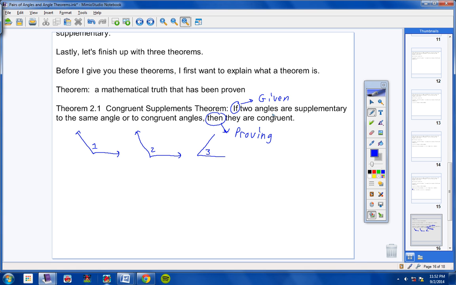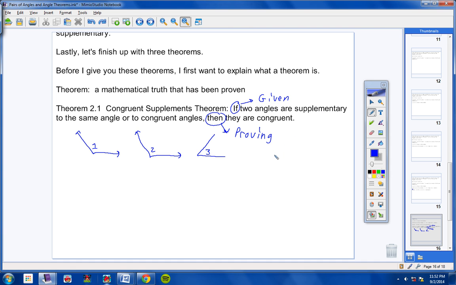If two angles are supplementary to the same angle. I'm not going to worry about this phrase right now. Normally I would, but I'm just trying to do an easy, quick proof and just teach you how to do this, okay? So we're going to just go with this. If two angles are supplementary to the same angle. So that's your given part.